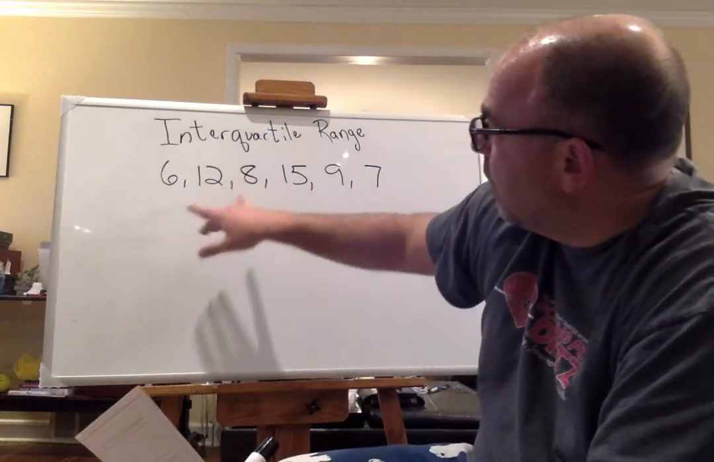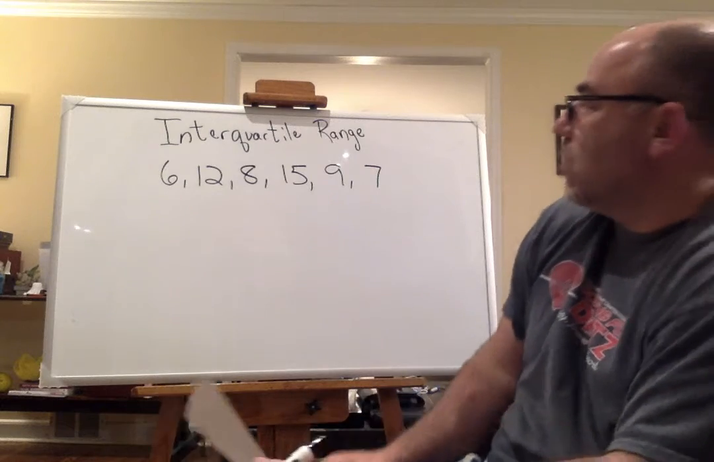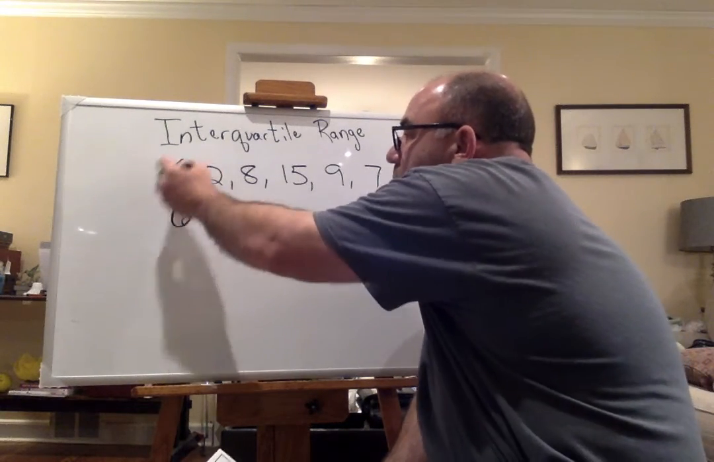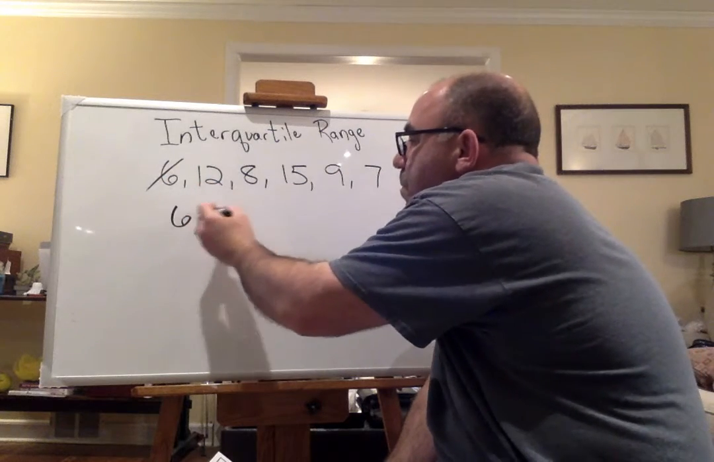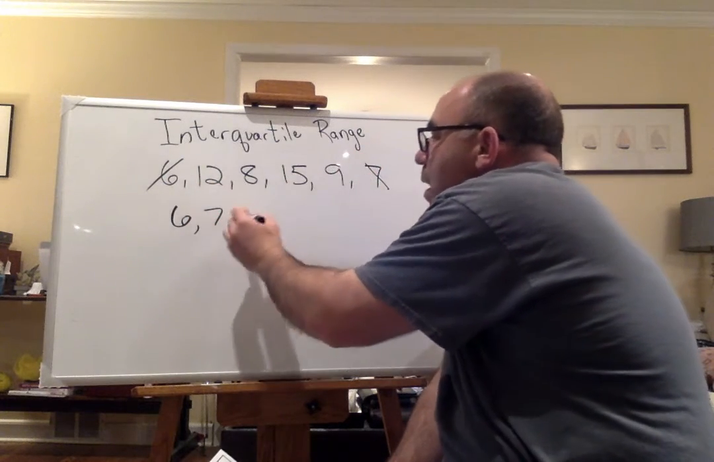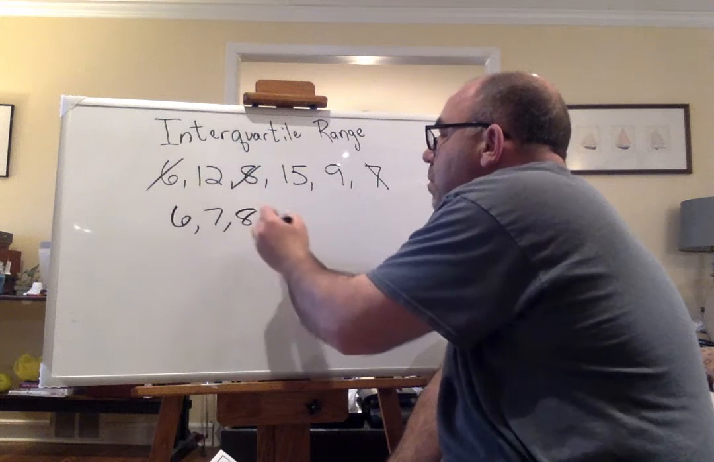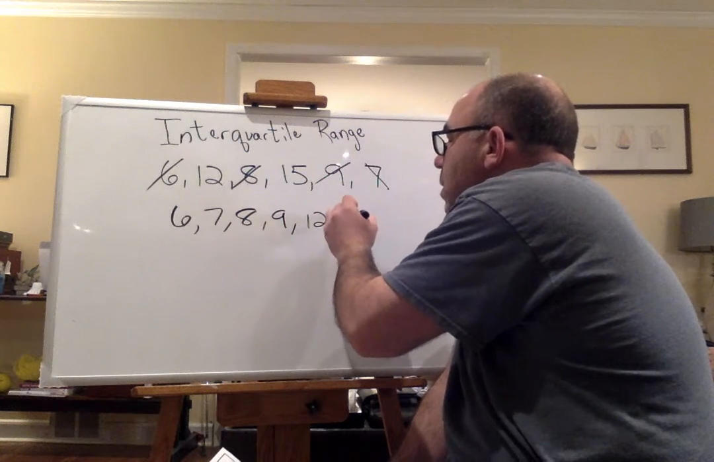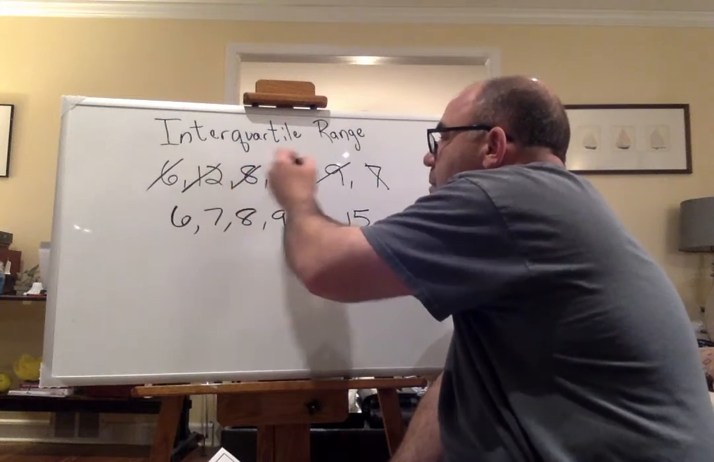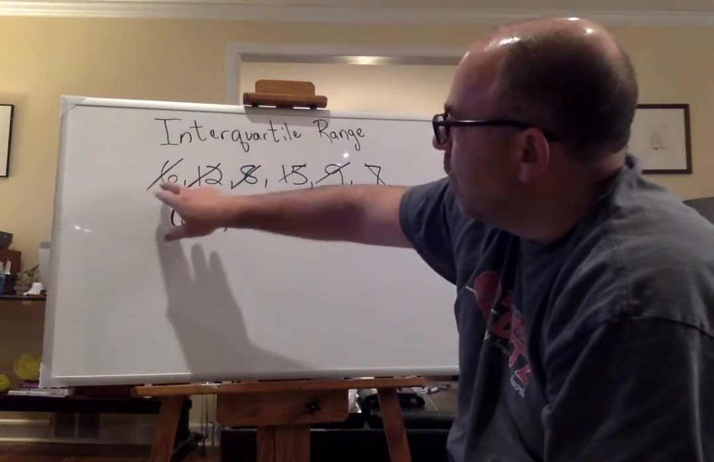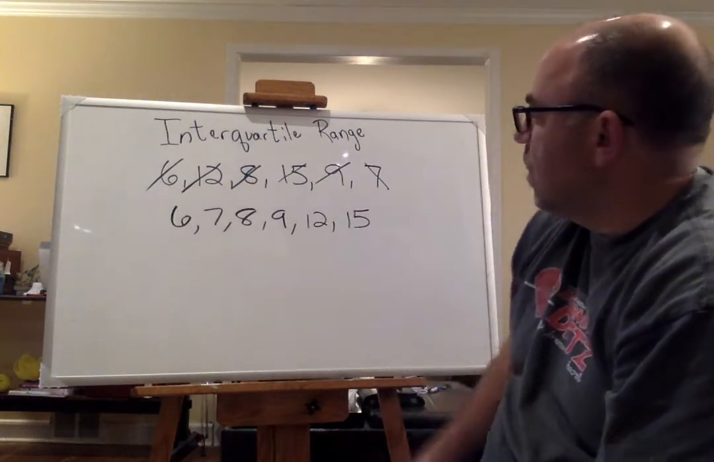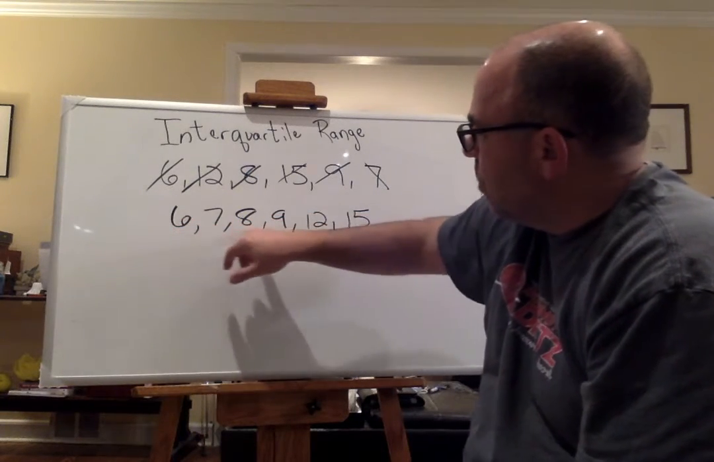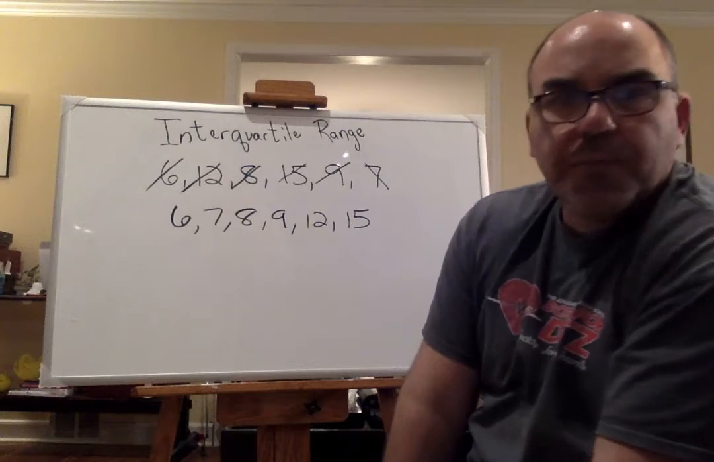Okay? The first thing we have to do is we need to put these in order from least to greatest. So first thing is we're going to have is 6, 7, 8, 9, 12, and 15. So let's just double check. We had 1, 2, 3, 4, 5, 6 numbers in our original set. And we have 1, 2, 3, 4, 5, 6 numbers in order from least to greatest.